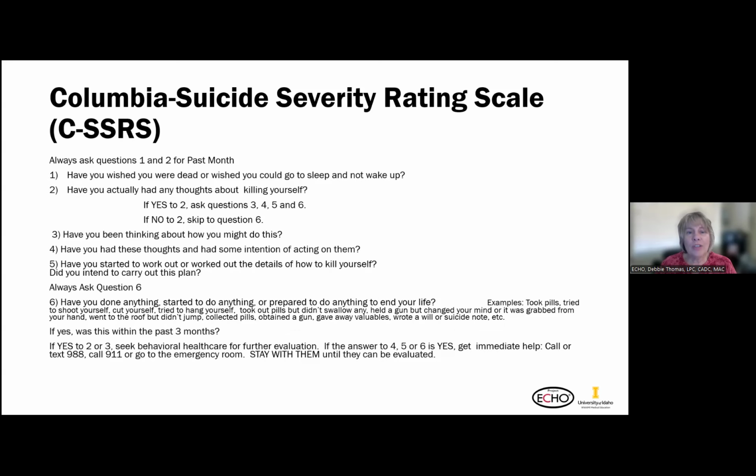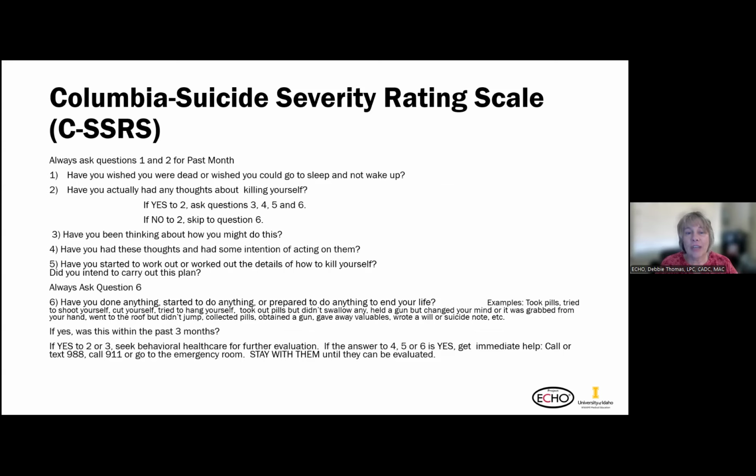So the questions are in a decision-making tree for this one. You always ask questions 1 and 2, and you ask the patient or the individual that you're working with to think about the past month. And you ask, have you wished you were dead or wished you could go to sleep and not wake up in the past month? And have you actually had any thoughts about killing yourself?